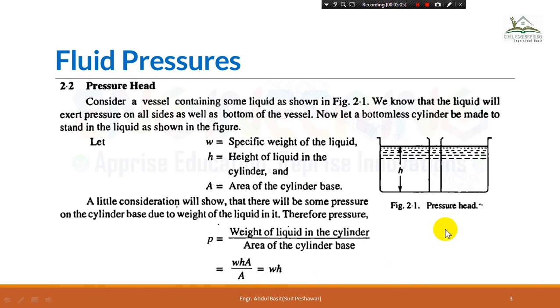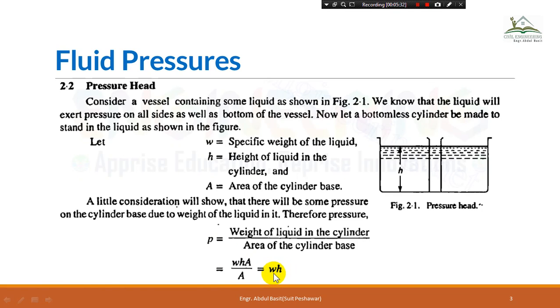Dividing by area, so whenever you divide something by area or volume, it will be converted to intensity. Then it will be pressure intensity on that particular area. So you can say pressure can now be described in the form of unit weight into head of water, or pressure head into area, divided by the area on which it is exerting. Okay, so area will get cancelled with area.